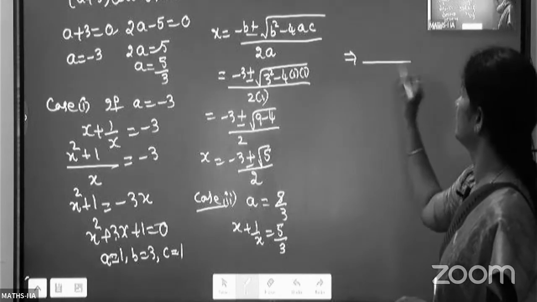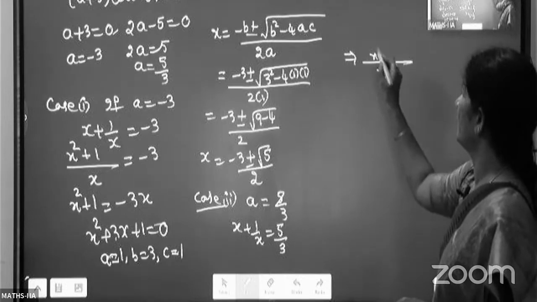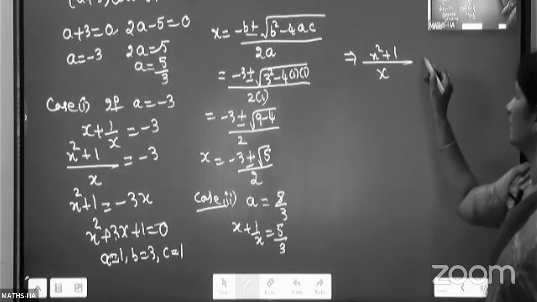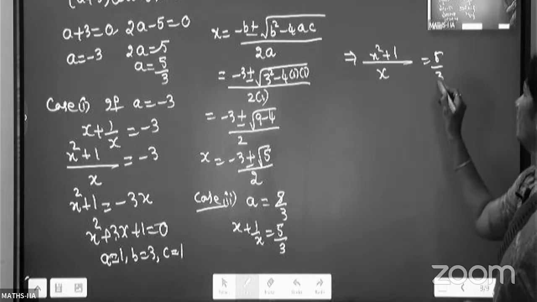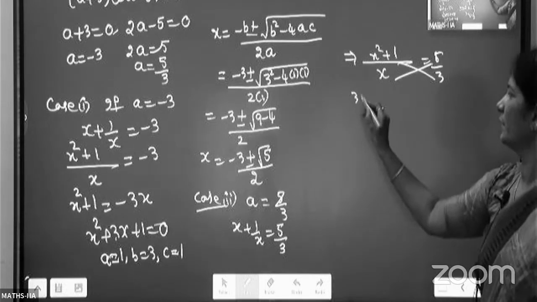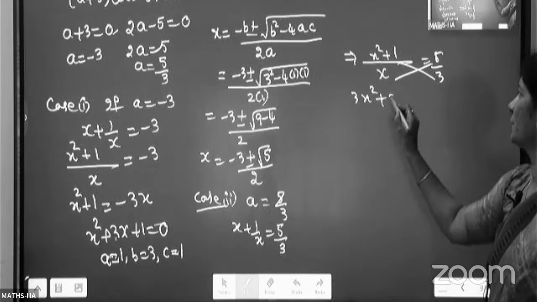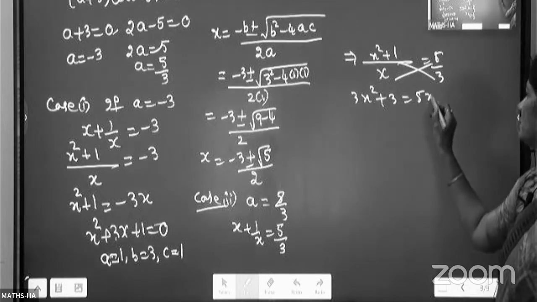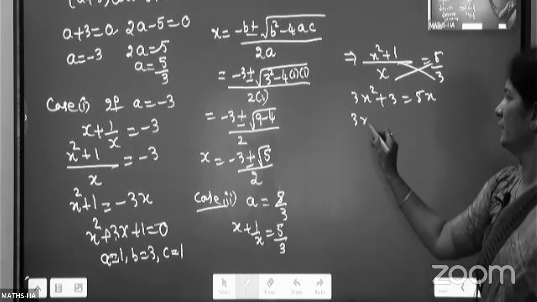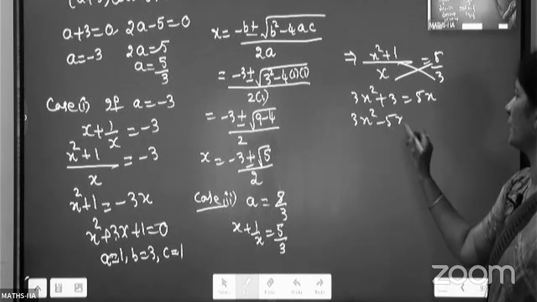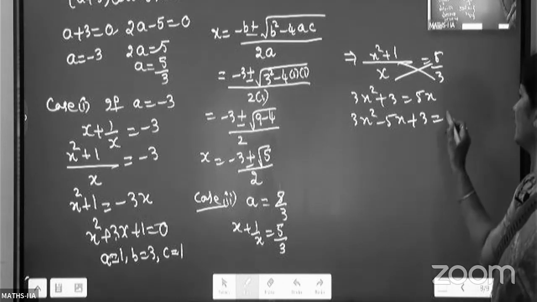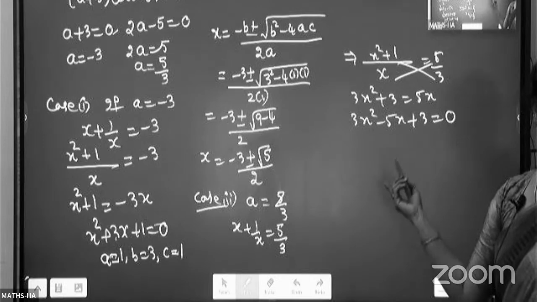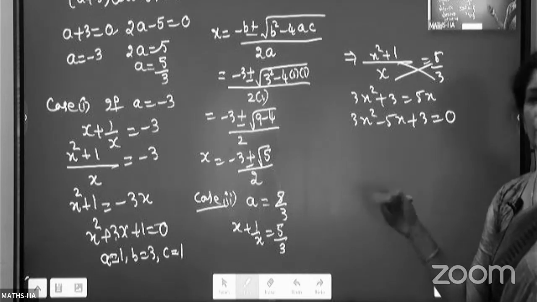Yeah, left side LCM is x square plus 1 is equal to 5 by 3. Cross multiply: 3x square plus 3 is equal to 5x. Bring 5x this side: 3x square minus 5x plus 3 is equal to 0. 3 3 is a 9. Again, we are not getting factors. So again, what to do?